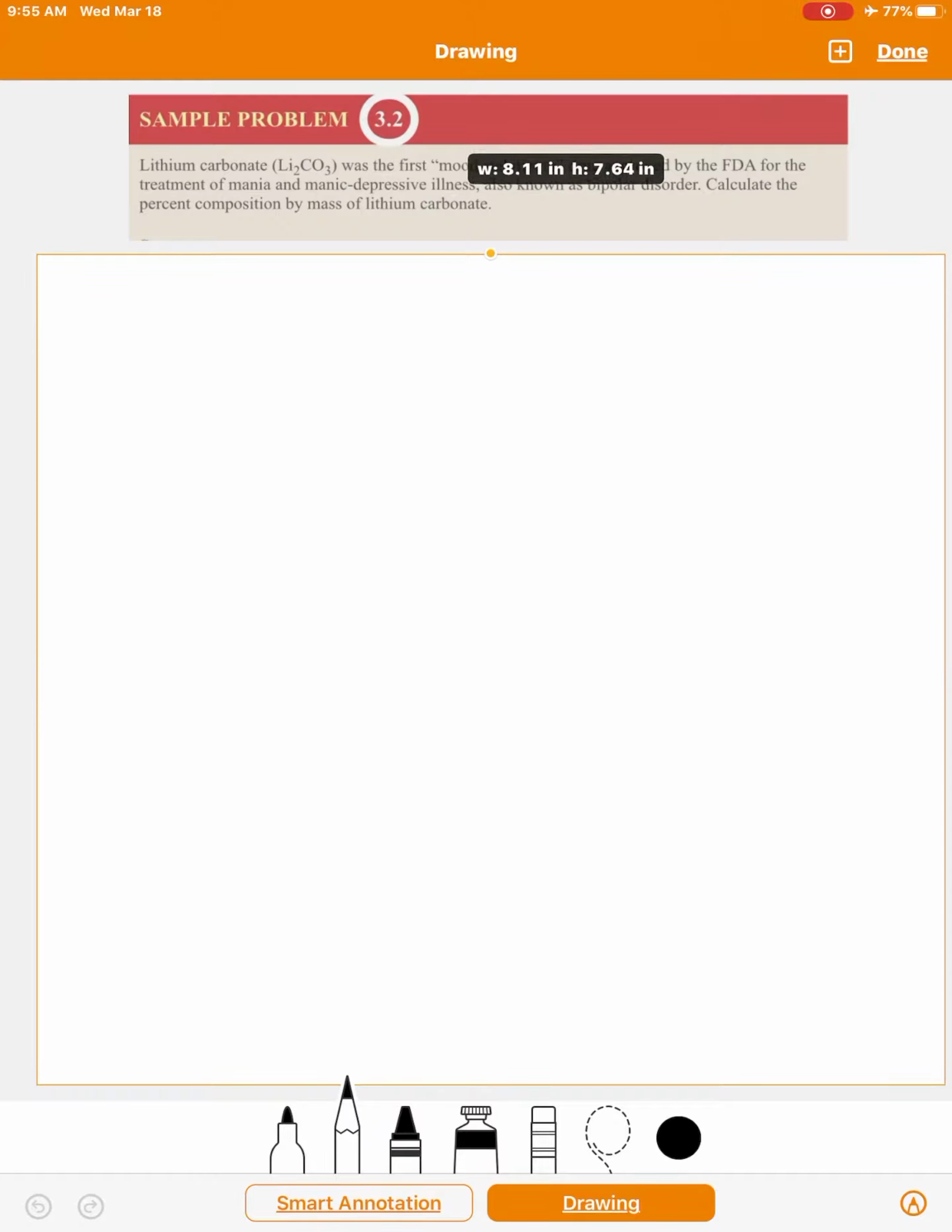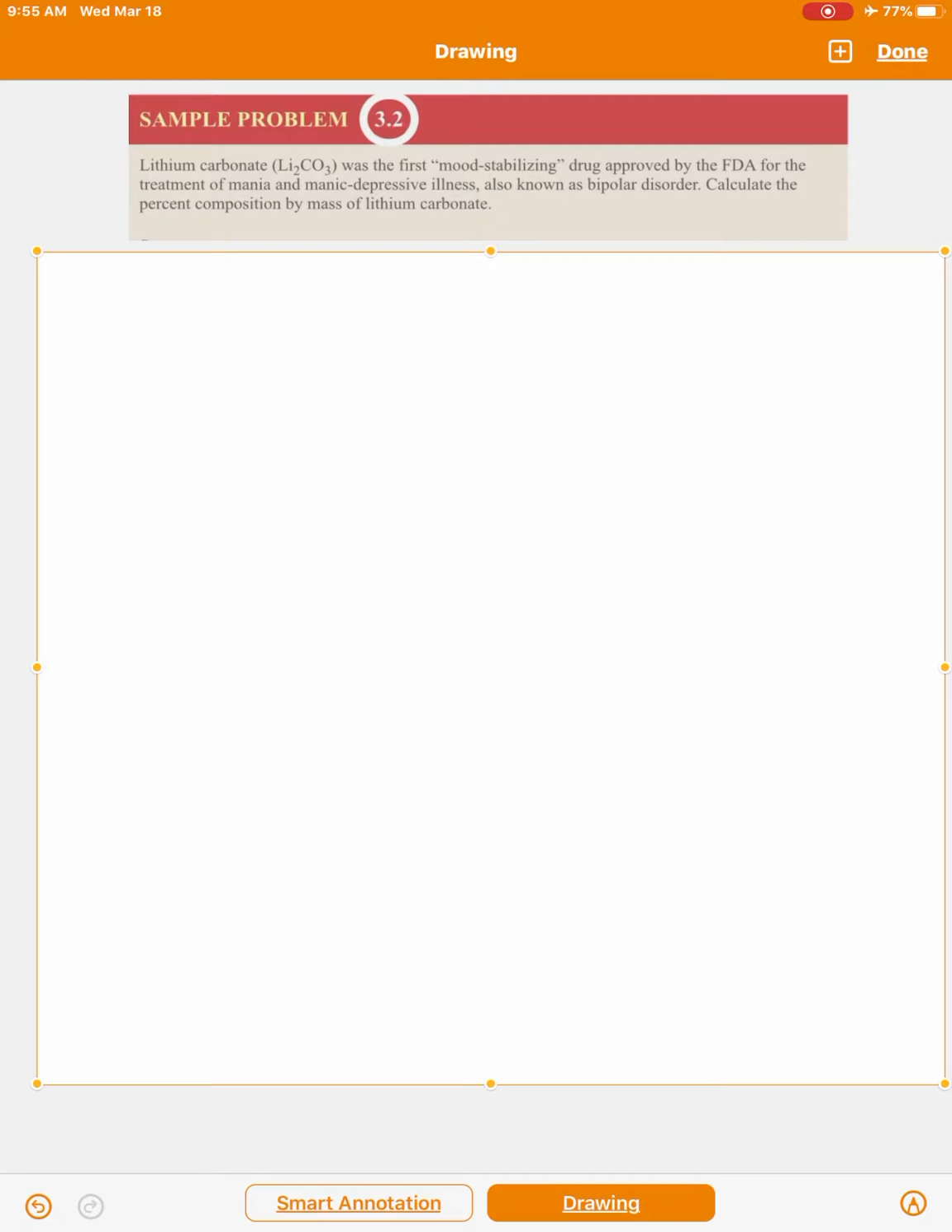So let's take a look at this one right here. Okay, we're doing percent composition. In your textbook, they give you a formula for percent composition. Essentially, what we want to do is find out what percentage each element is of the total. So we want to calculate percent lithium, percent carbon, and percent oxygen. Those are the three elements in the compound, right? Li2CO3.